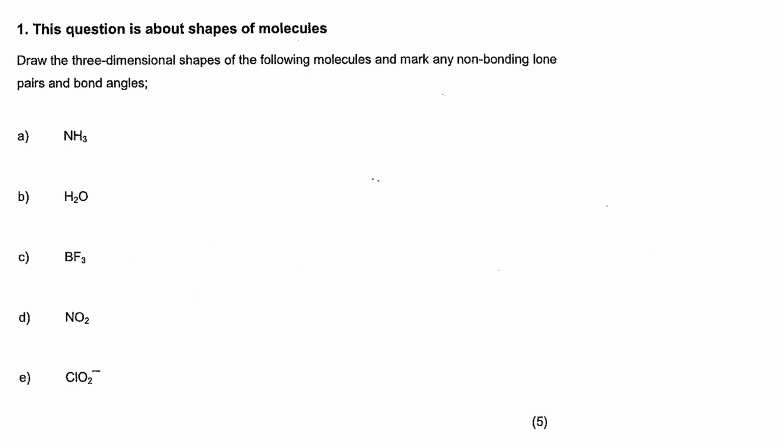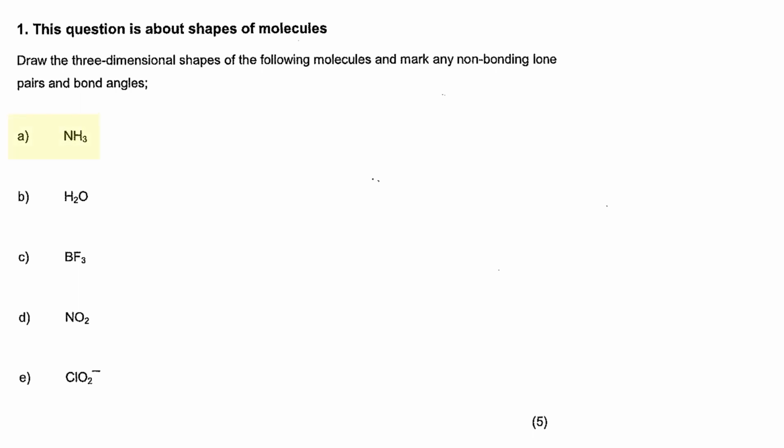So it asks you to draw the three-dimensional shapes of 5 molecules and mark any non-bonding lone pairs and bond angles. So normally what we do with shapes of molecules is we look at the central atom and see how many lone pairs and how many bond pairs it has, and we can work out, or remember rather, the appropriate bond angle and shape that goes with that.